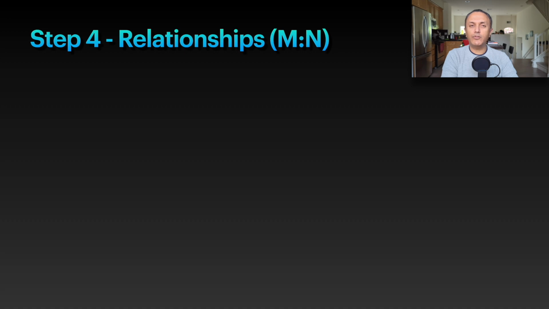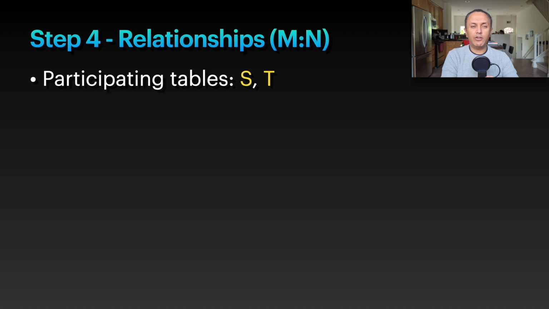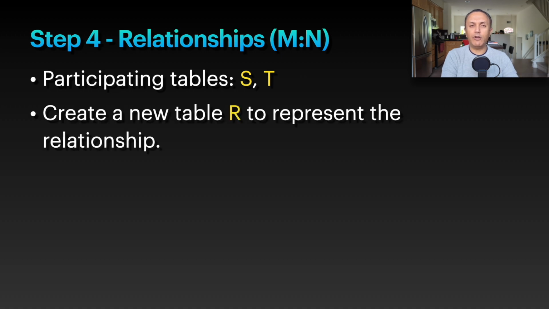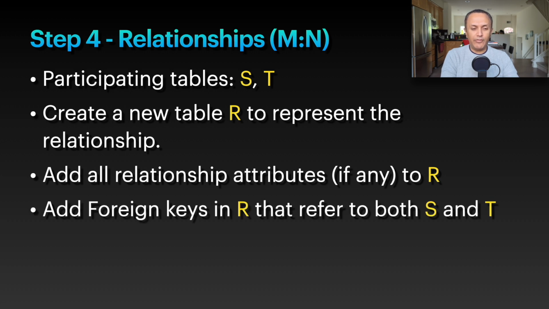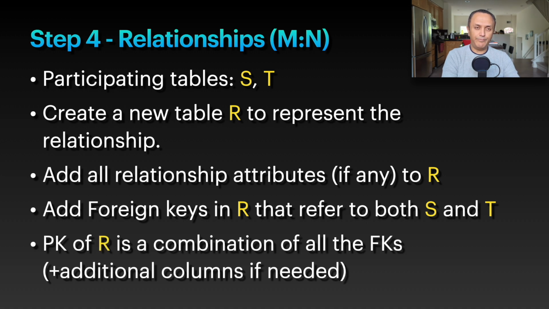Next, we're going to look at the many-to-many relationships. For many-to-many relationships, we cannot just add a foreign key from one of them to the other. For many-to-many, we have to actually create another table. So we're going to create a table R to represent the relationship. If the relationship had any attributes, they're going to be part of this table R. This table R, the new table, is going to have foreign keys to both the original tables, S and T. And those foreign keys in R are going to represent the new primary key of R, or part of the primary key of R. We might need to add more information there.